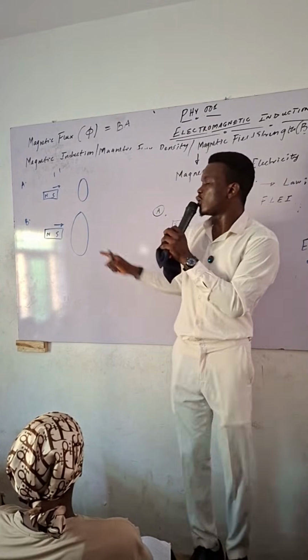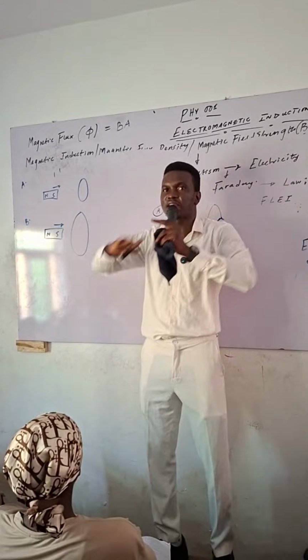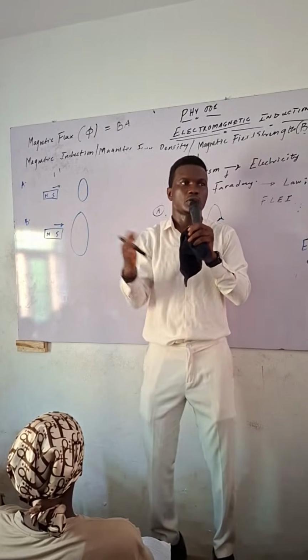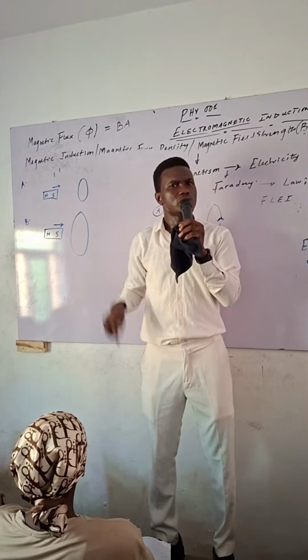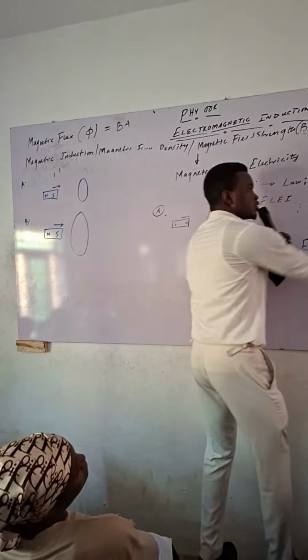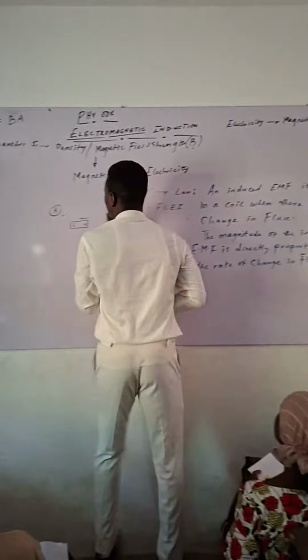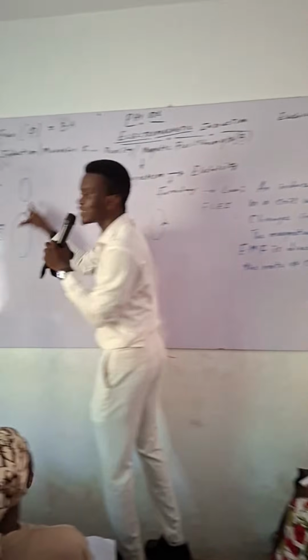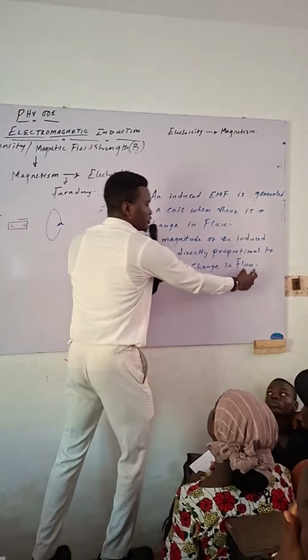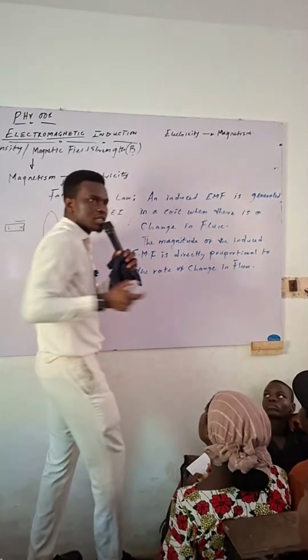Because there will be a lot of flux because there's enough space. So there will be a lot of flux cutting through that area. Do you get the point? So Faraday is now stating that the magnitude of the induced EMF, that means the strength of the current that will flow inside this place, will be directly proportional to the rate of change in flux. So the rate at which you are changing the flux.